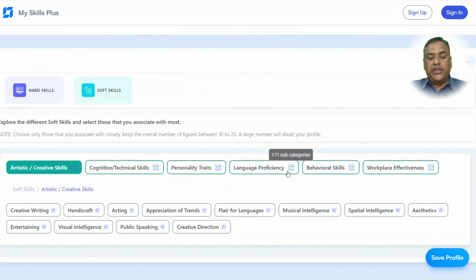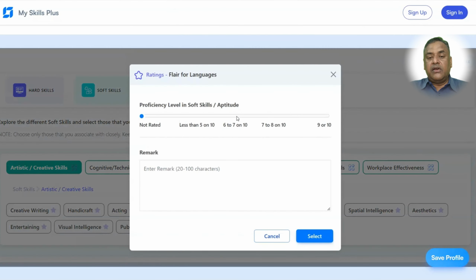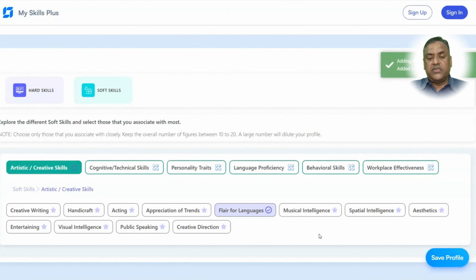Likewise in the creative area, for example, I may not be using this in the business analyst role which I'm playing, but I have a flair for languages, and I'm very good at it. I pick up languages fast. This is my asset. Okay, so we covered most of the soft skills.